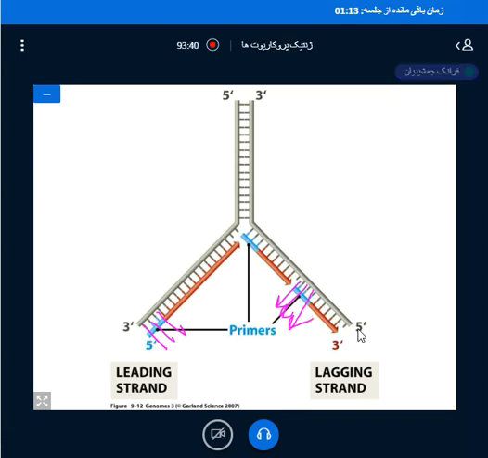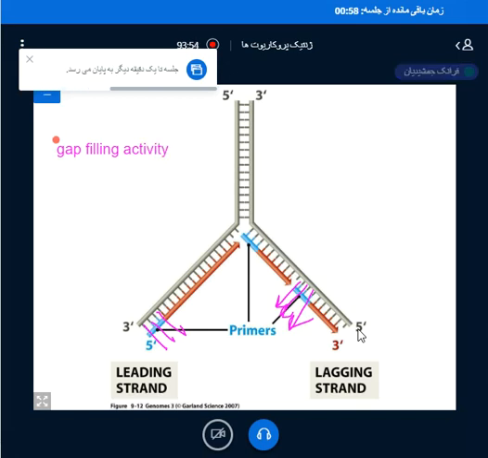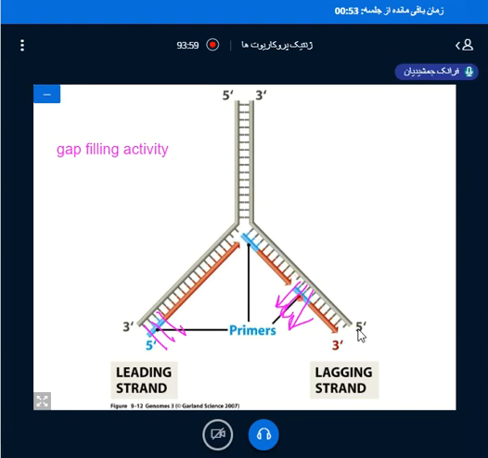So, we will say DNA polymerase has the gap filling activity. Gap filling activity. What does it mean? It means it can remove this primer and fill it with DNA. It can fill the gap. Understand?